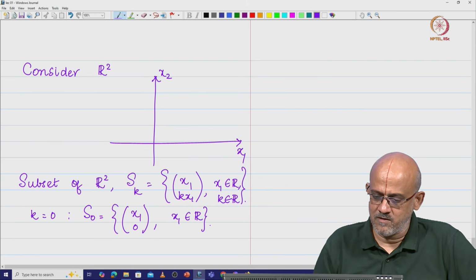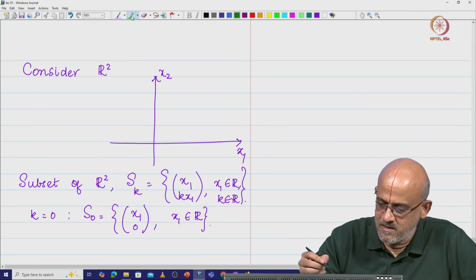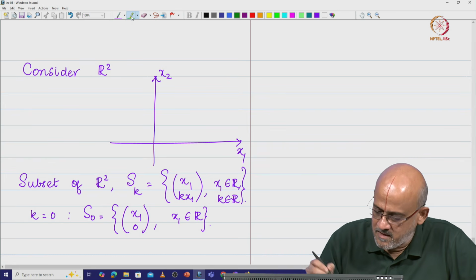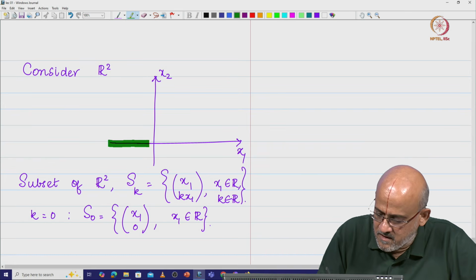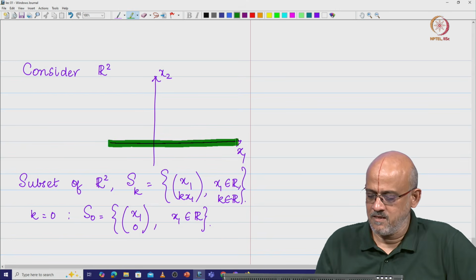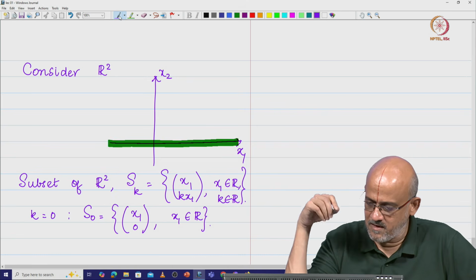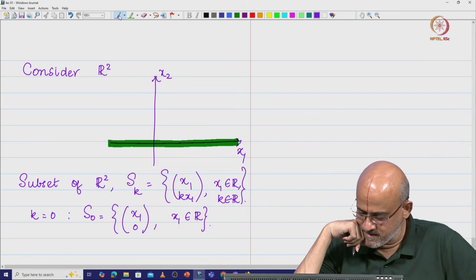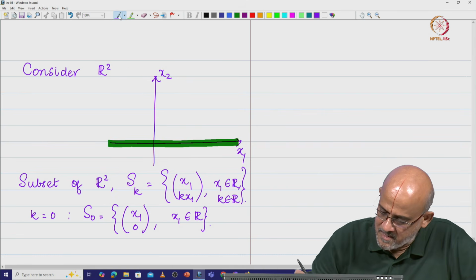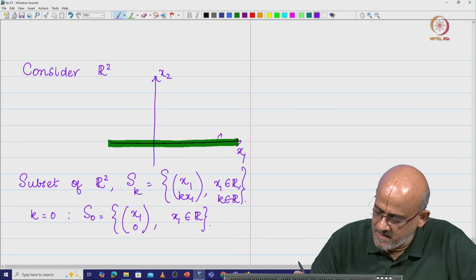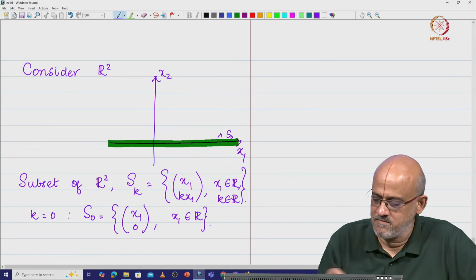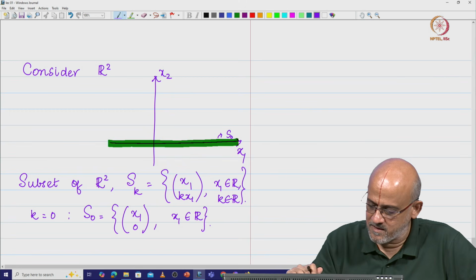Now, how is that going to look? This is going to be this entire line, which is basically my x axis, right. It is going to be my entire x axis. This is corresponding to, let us say, I will call this S0. This entire set is basically my S0.